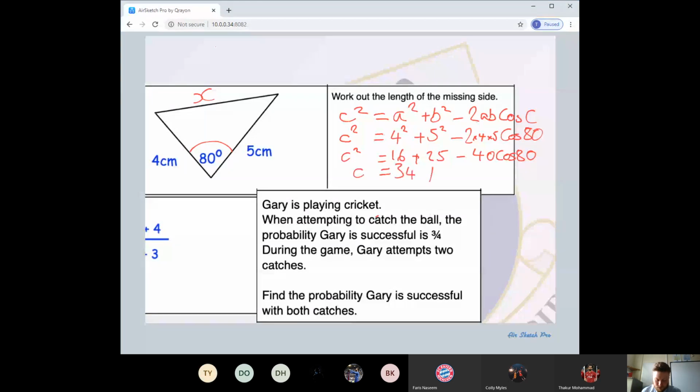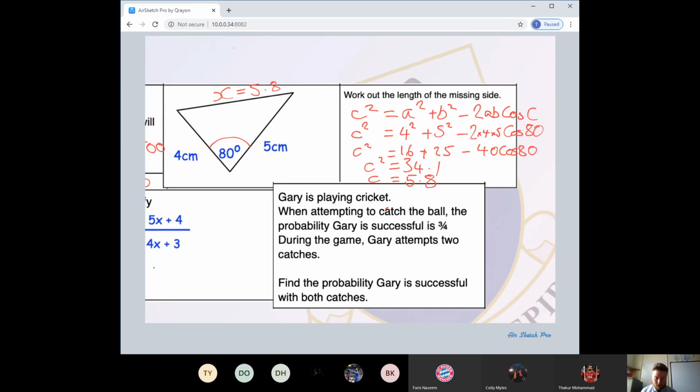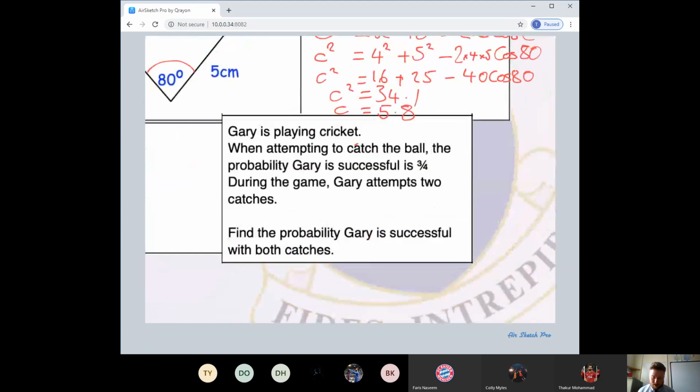34.1. So c squared is equal to 34.1, and we need to do the square root of all of that to give us our answer. So the square root of 34.1 is roughly 5.8. So 5.8 is the length of x there. Okay, so the cosine rule was what we were looking at. Next, let's go on to this cricket one.